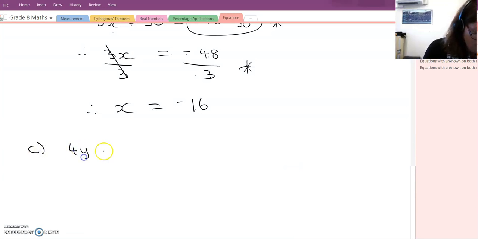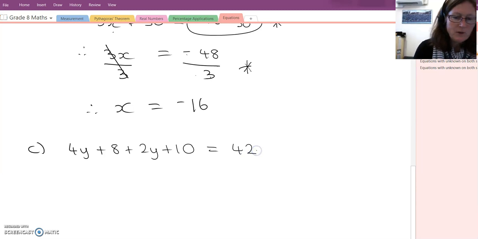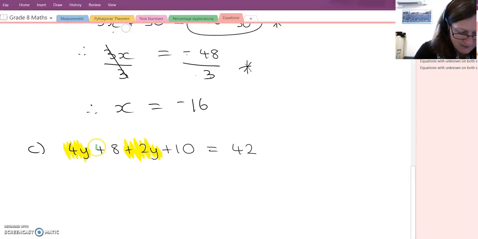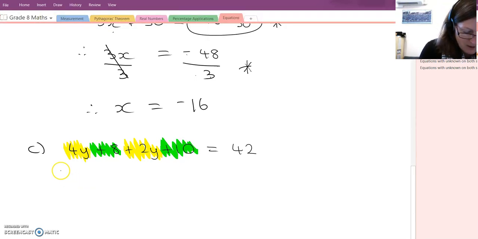Okay, I've got a third example listed that's not in your textbook here. So 4y plus 8 plus 2y plus 10 is equal to 42. Okay, if we look on this side, hopefully you can see that I've got some like terms there. The y's and the terms without y. So I'm going to combine my like terms. Looking at the yellow stuff, 4y plus 2y is 6y, and 8 plus 10 is 18.